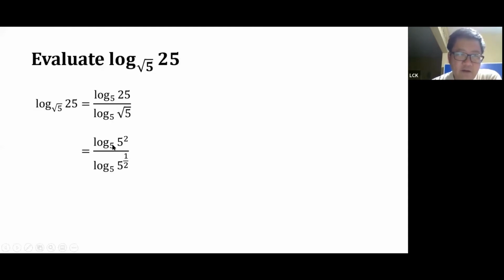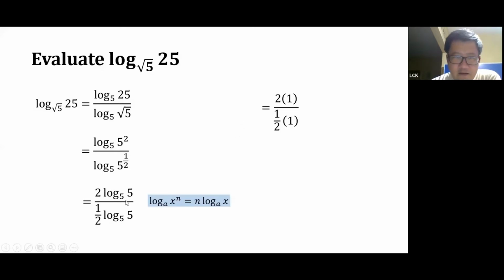All right. So when I do that, I see that it's log base 5 of 5 to the power of 2. 25 is 5 to the power of 2. Square root 5 is 5 to the power of half. Of course, 2 and half can be brought to the front, which I've done here. And of course, log base 5 of 5 is 1 and 1. And that gives me an answer of 4. Really, really simple. 2 divided by half is 4.